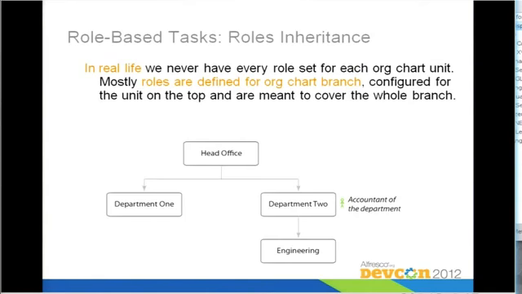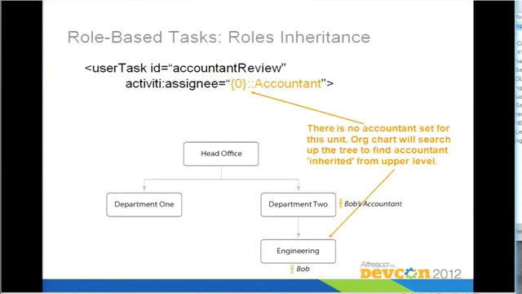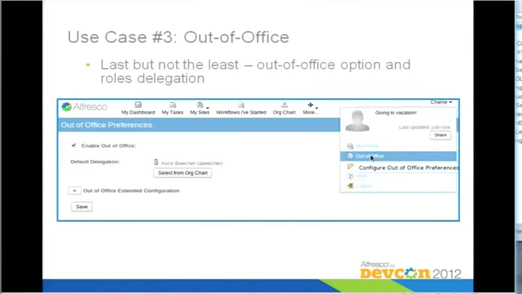And another important feature of the org chart is role inheritance, because in real life, usually we do not have all roles assigned to all units in the system, but when a role is assigned to a department, it is meant to cover sub-departments too. So if we try to get the accountant for Bob from engineering, but this role is not explicitly specified, then the org chart will search up the role hierarchy and find the right person.